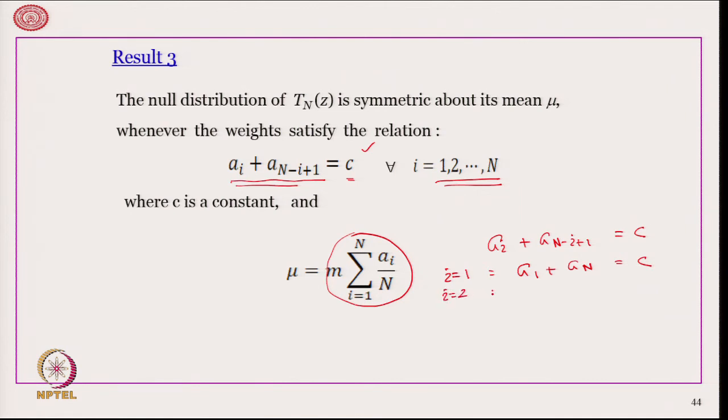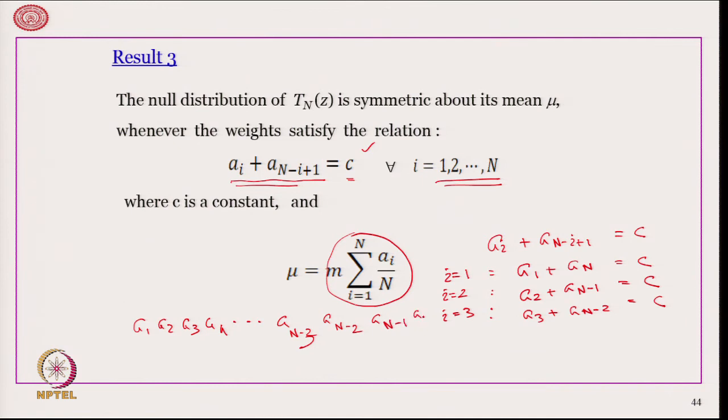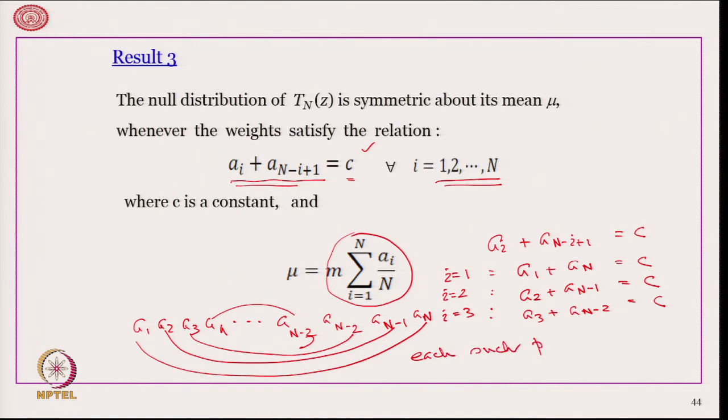Put i equal to 2, it is saying a 2 plus a n minus 1 is equal to C. i equal to 3 implies a 3 plus a n minus 2 is equal to C. Therefore, what we are saying is that if a 1, a 2, a 3, a 4, a n minus 3, a n minus 2, a n minus 1 and a n is the A vector, then this plus this, this plus this, this plus this, each such pair will have the same summation.